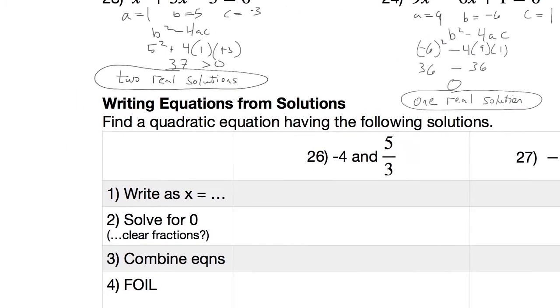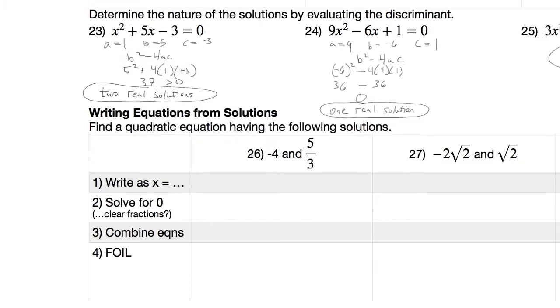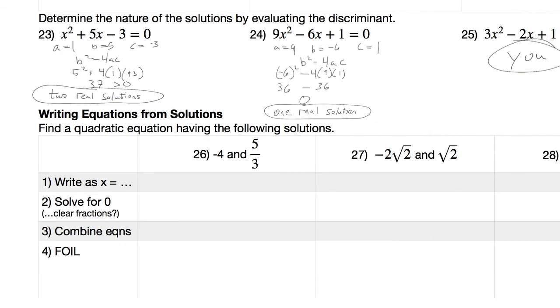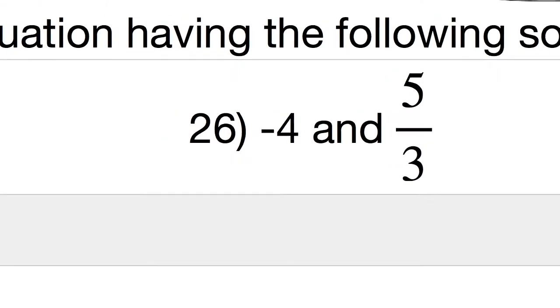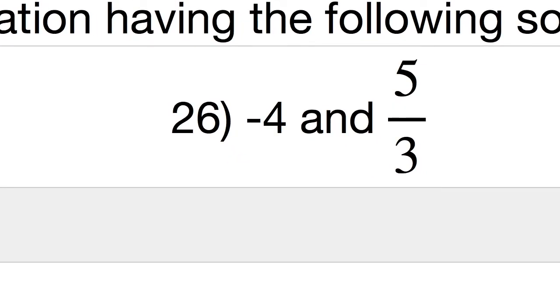Next, writing equations from solutions. Find a quadratic equation having the following solutions. So notice here we're given two values, two solutions. We could say that x could equal negative 4 and x could equal 5 over 3. And so the question is, if we know that, maybe we can work backwards and come up with the equation that produced these solutions in the first place.